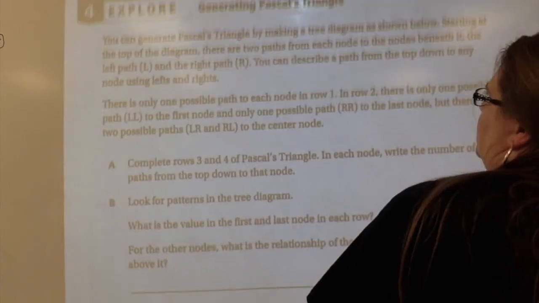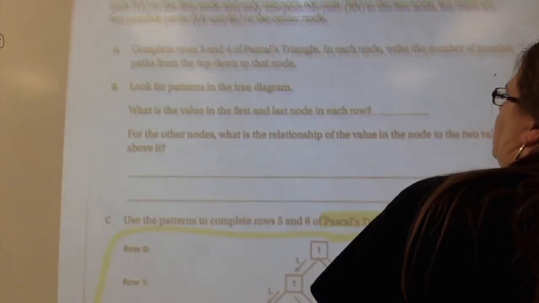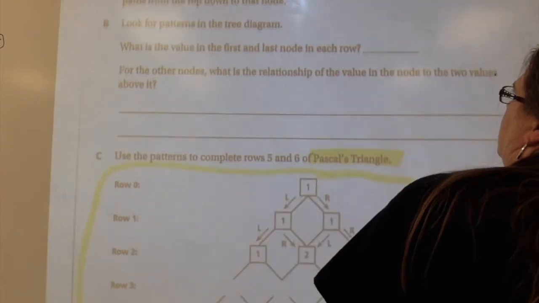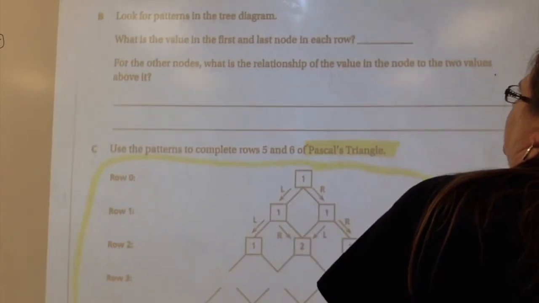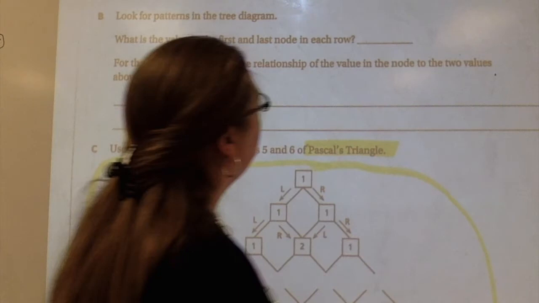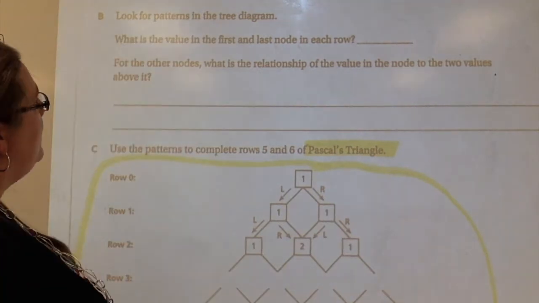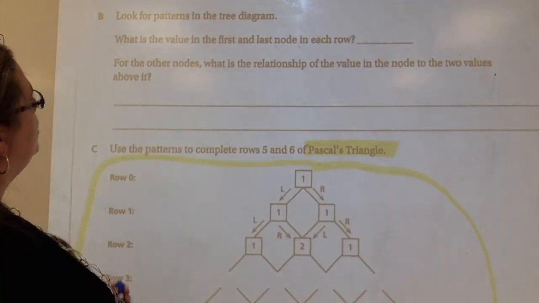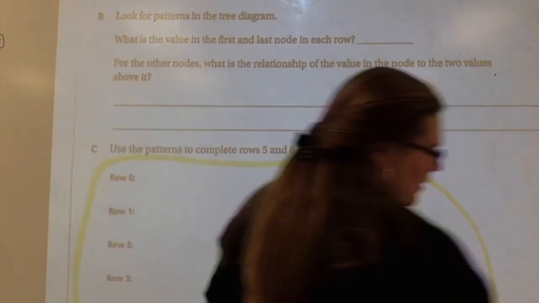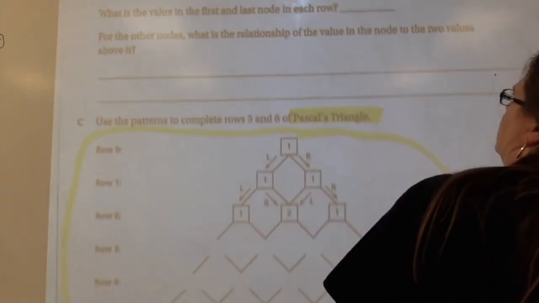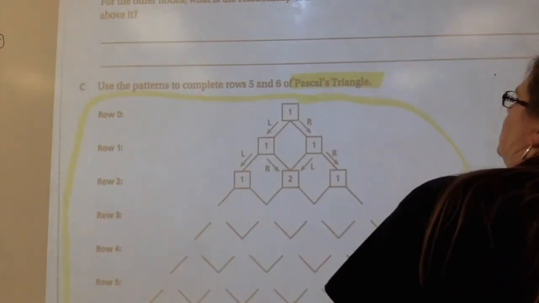You can read through that at your leisure. Part A says to complete rows 3 and 4 of Pascal's triangle. In each node, write the number of possible paths from the top down to that node and look for patterns in the tree diagram. So we're going to complete this and we're going to answer these patterns.